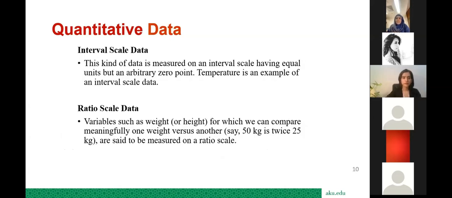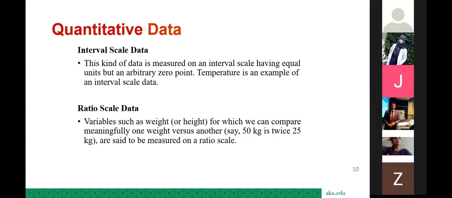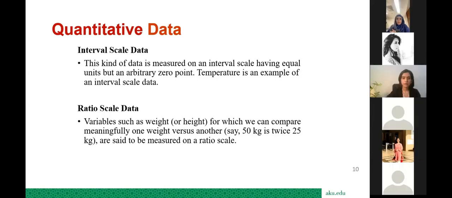Then when we talk about quantitative data, as I mentioned earlier, there is interval scale data and then there's ratio scale data. So what is interval scale data? Interval scale data is a quantitative variable which has a zero, but that zero is an arbitrary zero. For example, 0 degrees centigrade temperature. It does have a value, but it is an arbitrary zero, right? So any quantitative data which has an arbitrary 0 point is known as interval scale data.